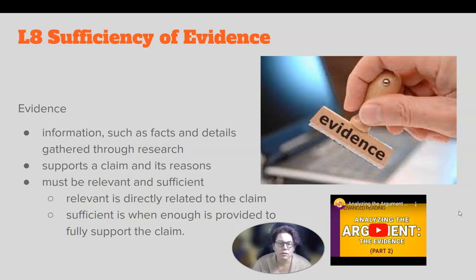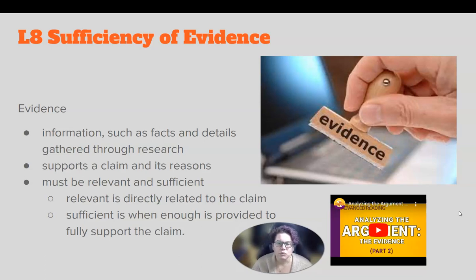Evidence supports a claim and its reasons. So you're coming up with a reason for whatever side of the argument you're on, right? And then you have to support that with evidence, and the evidence has to prove your side of the argument, right? It has to support that side of the argument. It has to be relevant, and you have to have enough of it. It has to be sufficient, okay?